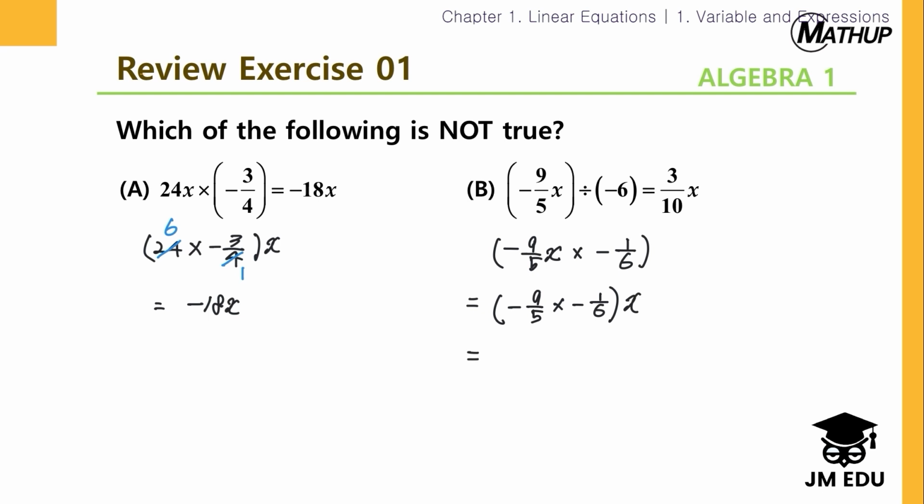So that is equal to, let's simplify these numbers. 3 times 2 is 6. 3 times 3 is equal to 9, right? So negative 3 over 5 times negative 1 over 2, that's positive 3 over 10. And write the variable x. So B is also true. Let's go to part C.